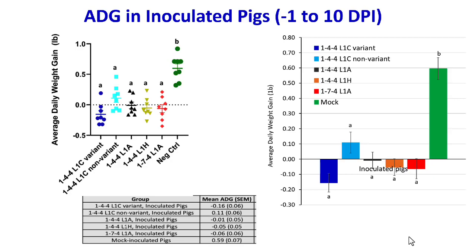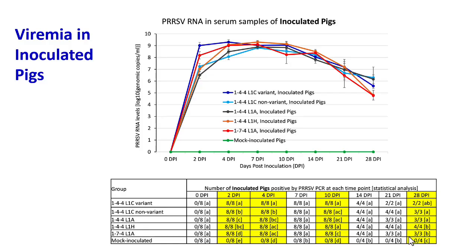So ADG, this is the control. You can see they really gain weight. The other groups, except this L1C non-variant, which also gained some weight, the other three groups all lost weight. The L1C variant has numerically lost more weight, but it was not significantly different compared to other groups.